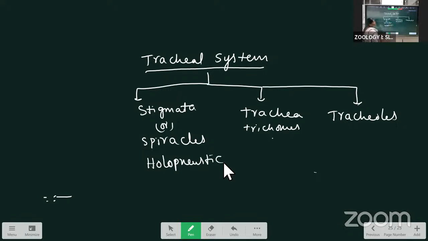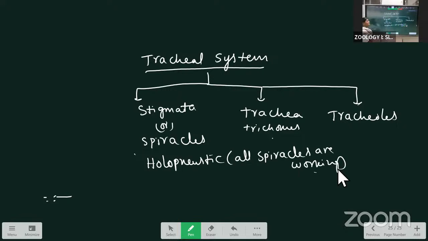Depending upon the number and functioning of the spiracles, which type of tracheal system is present inside the cockroach? Holopneustic means all spiracles are working. Here all spiracles are working. Whole means the total spiracles are working, that we call a holopneustic.